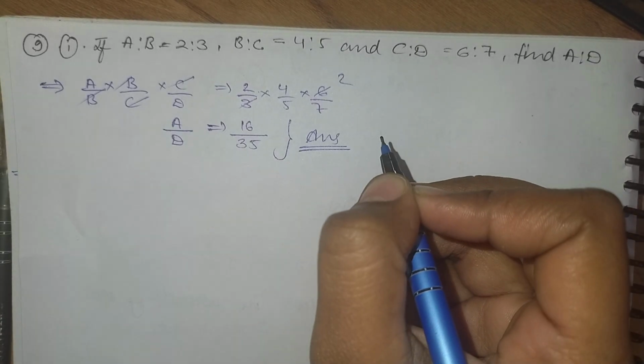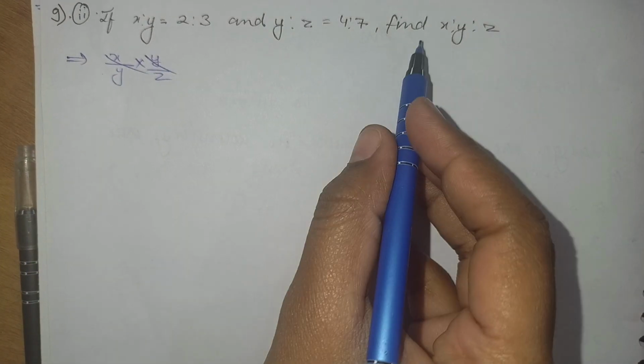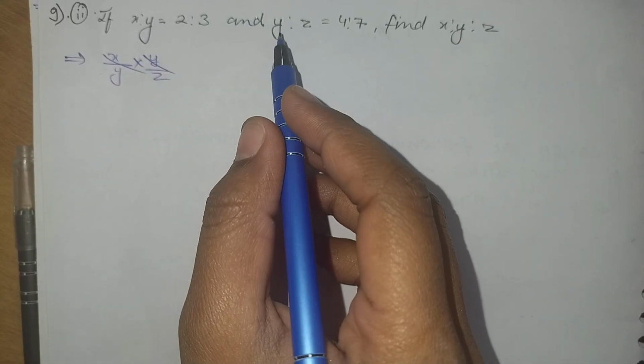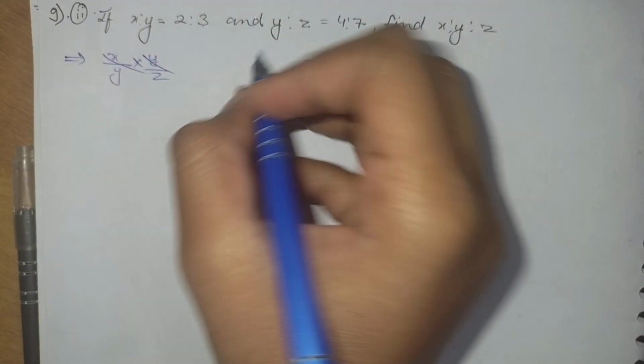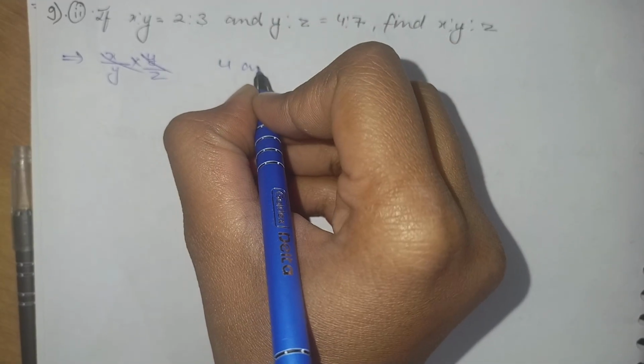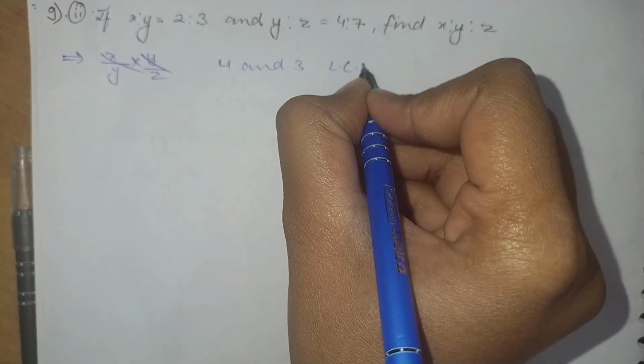Question number 9, second part. Here we have to find X ratio Y ratio Z. So firstly, we will make the Y component the same by taking LCM. So 3 and 4 we have to make the same. So taking the LCM of 4 and 3, the LCM is 12.